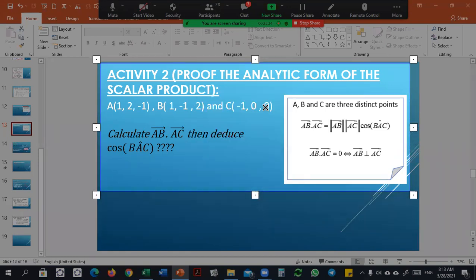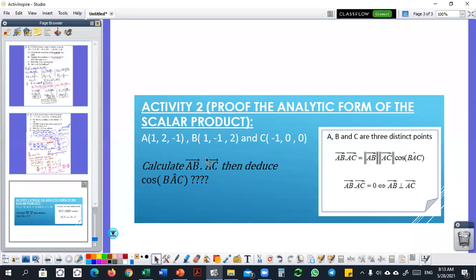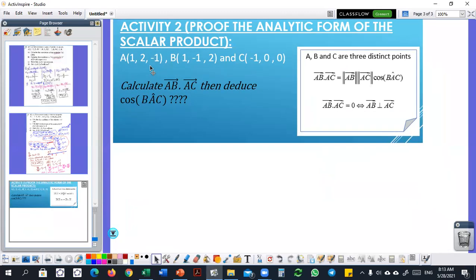يلا let's go. أنا هون أخذت points A, B و C. أوكي؟ Calculate AB dot AC. أول قاعدة، لما تكون calculate dot product ومعك coordinates، دغري بتحط الـanalytic form. So AB vector dot AC vector it is x x prime طبعا of these vectors plus y y prime of these vectors plus z z prime of the same vectors.